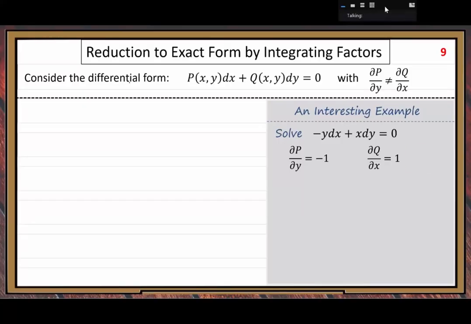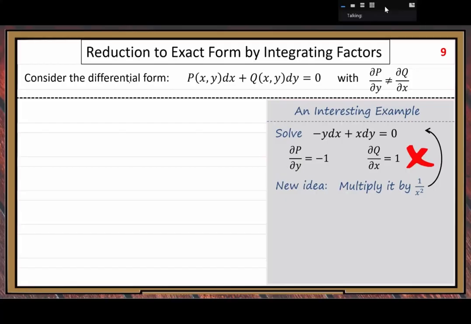Here, a new idea. Multiply both sides by 1 over x squared. Some magic term. Magic function here. How do you know? Later we will see there is a way we can find it. There is some method we can use to find this function. Here, just to show you the result.